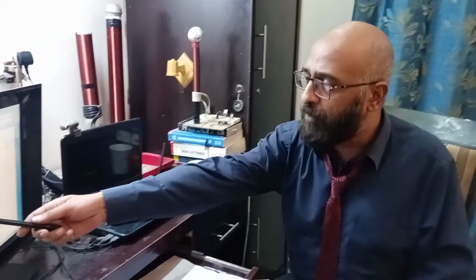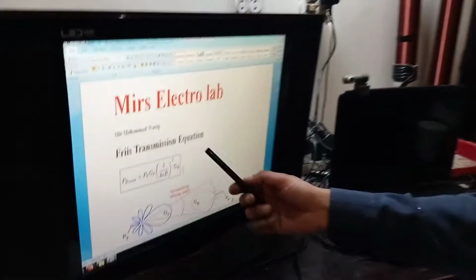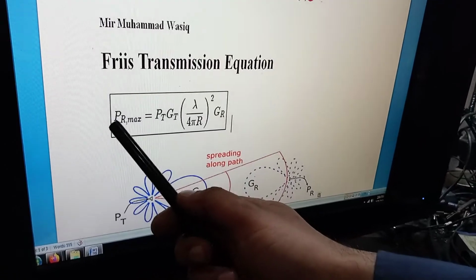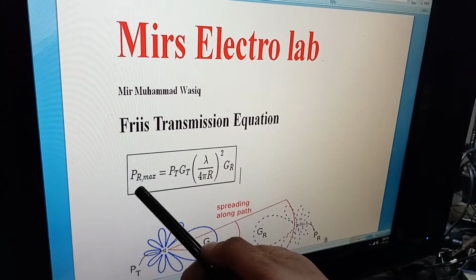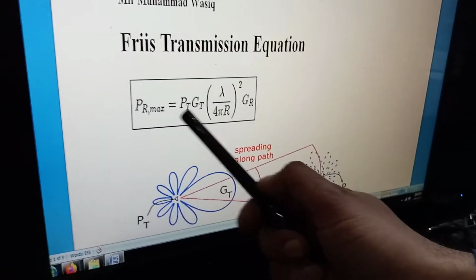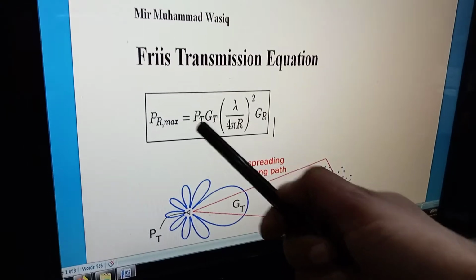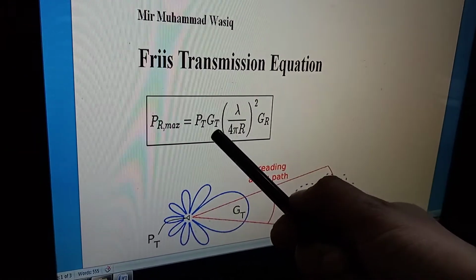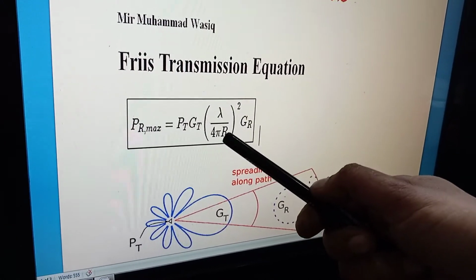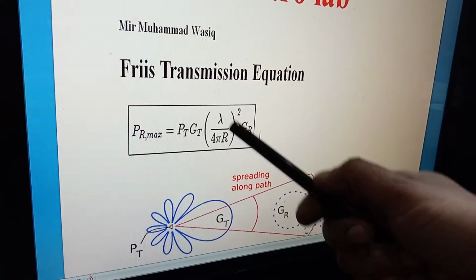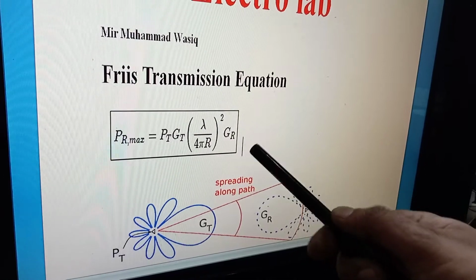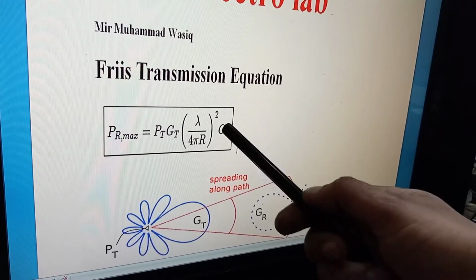For that mechanism, this beautiful equation is here. We call it the Friis transmission equation. Here you see this equal sign. It basically tells us that PR max, the maximum received power, is equal to PT, the transmit power, multiplied by GT, the gain of the transmitter, into lambda divided by 4 pi r whole square. This whole thing is the free space path gain basically, and this GR is the receiver's gain.